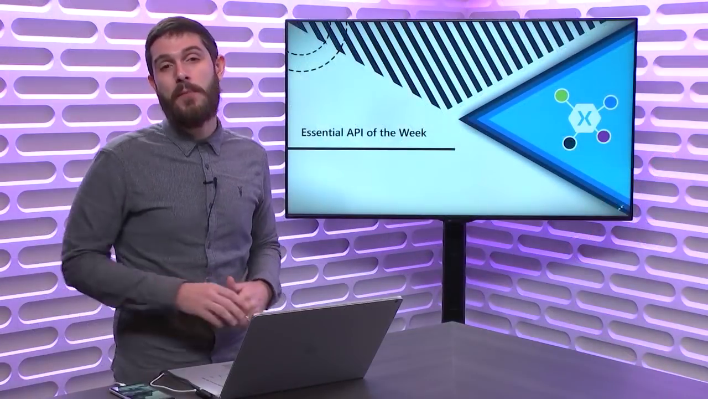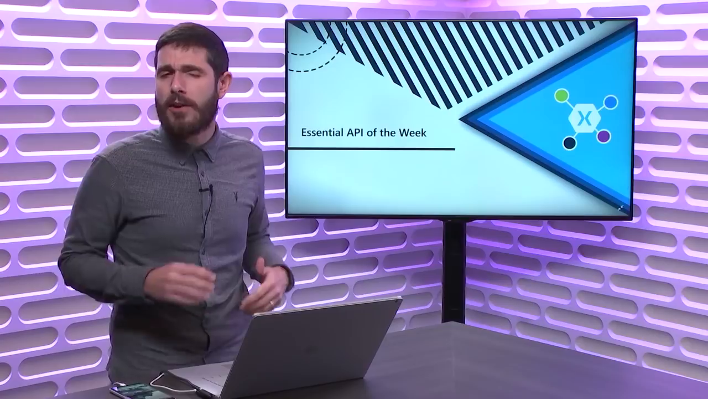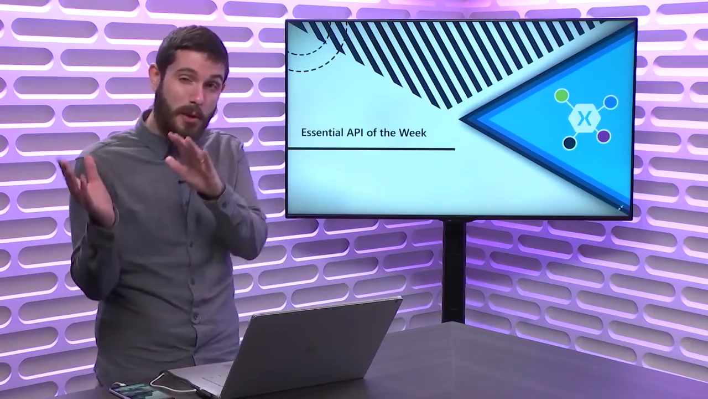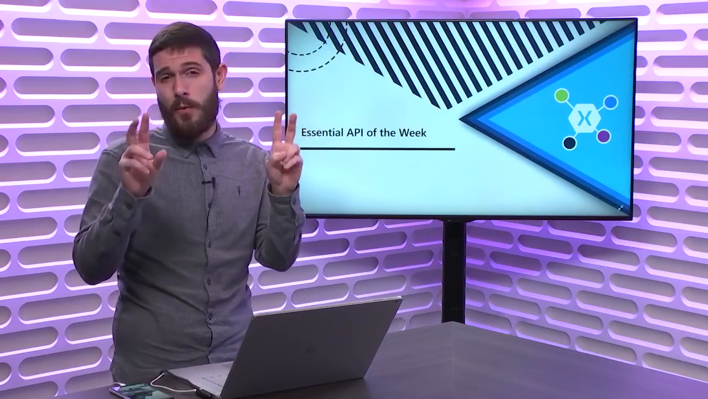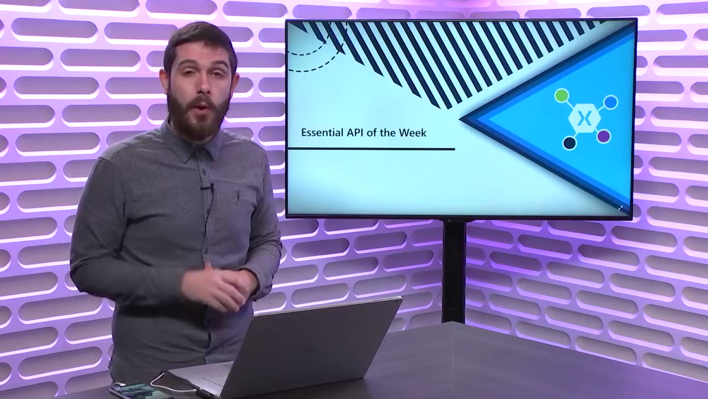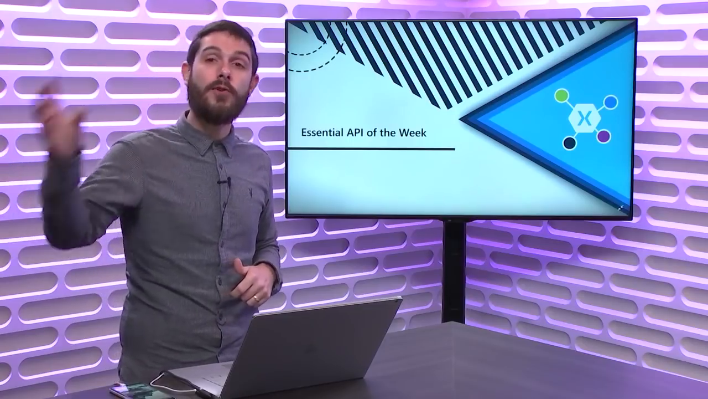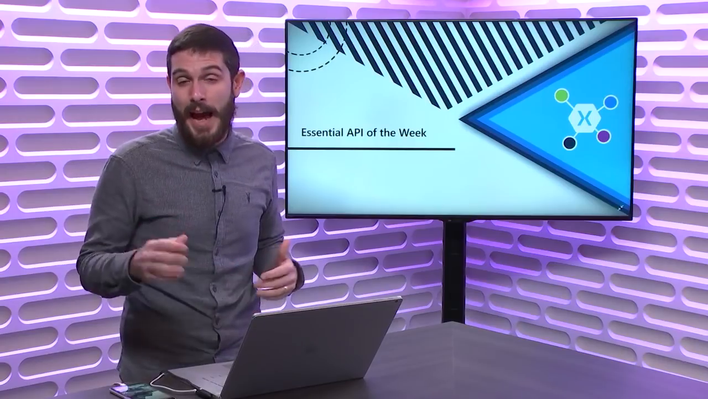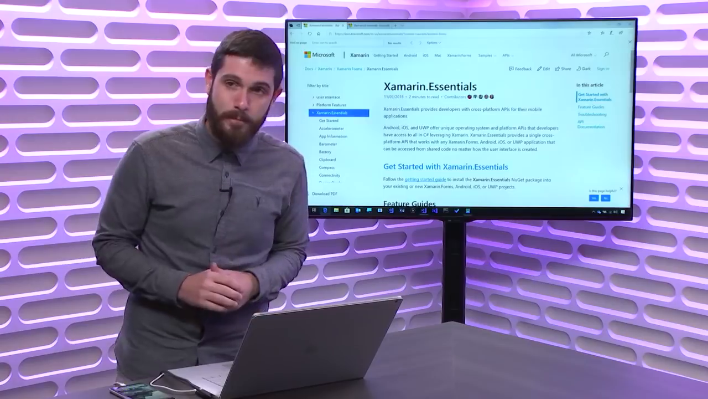Welcome back to another Xamarin.Essentials API of the Week. Today, we're taking a look at geocoding, which is an awesome API enabling us to geocode or reverse geocode. That means we're either going to take an address, or what we call a placemark, and geocode it to a latitude and longitude, or take a latitude and longitude location and reverse geocode it into an address or placemark. So let's see how we can integrate this into our app.